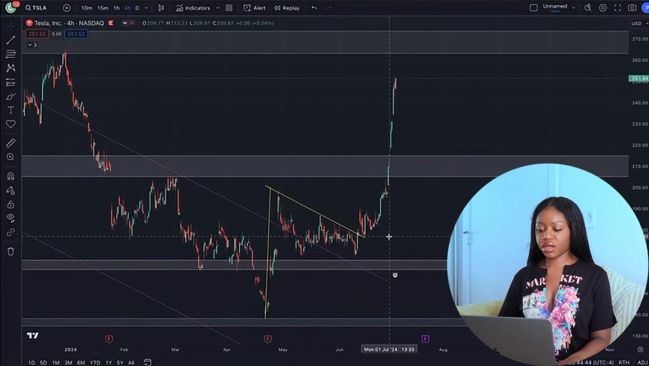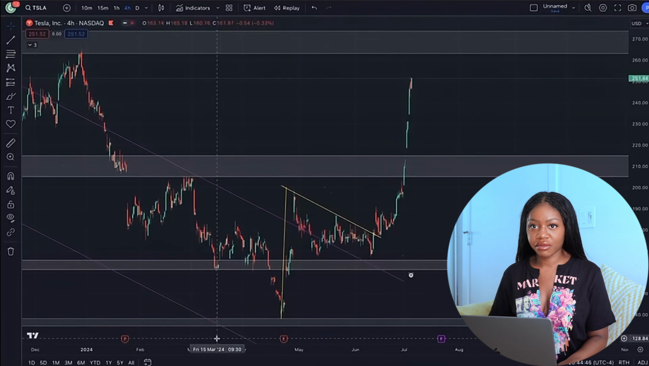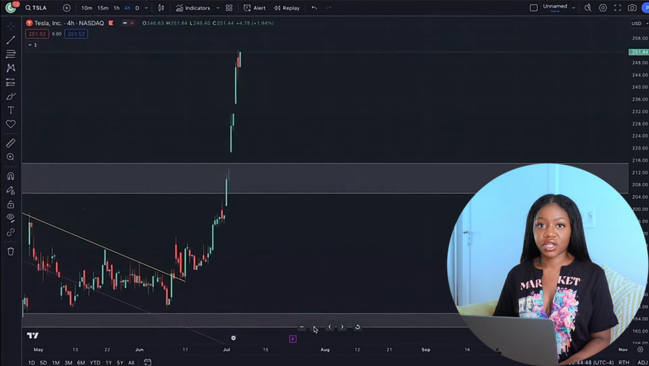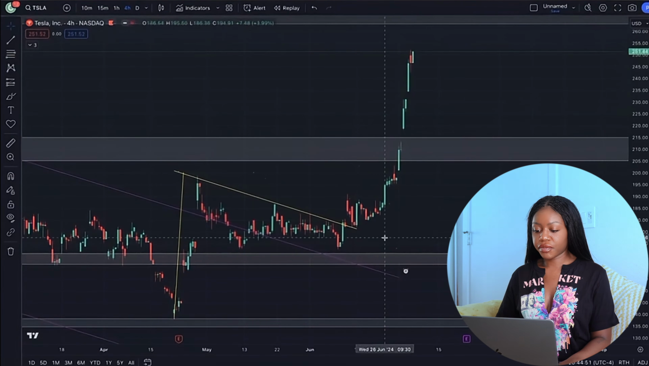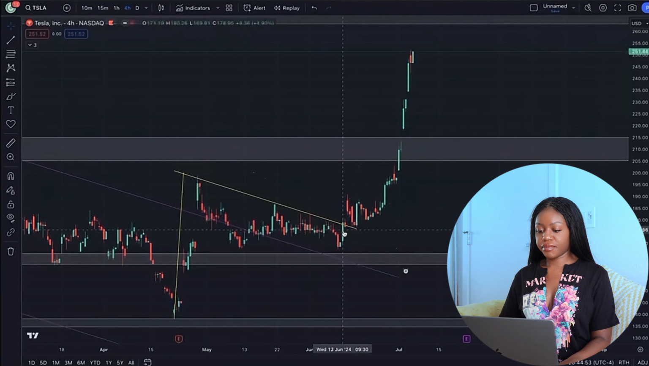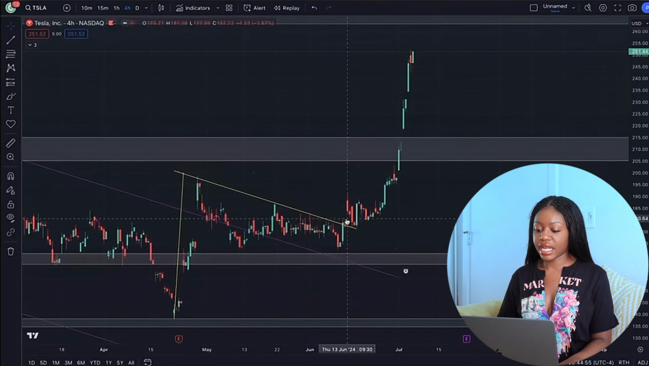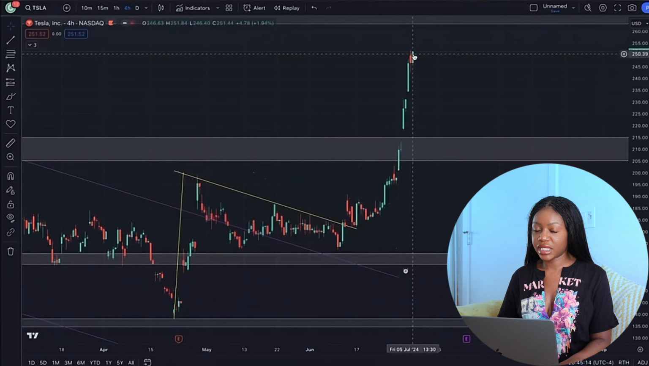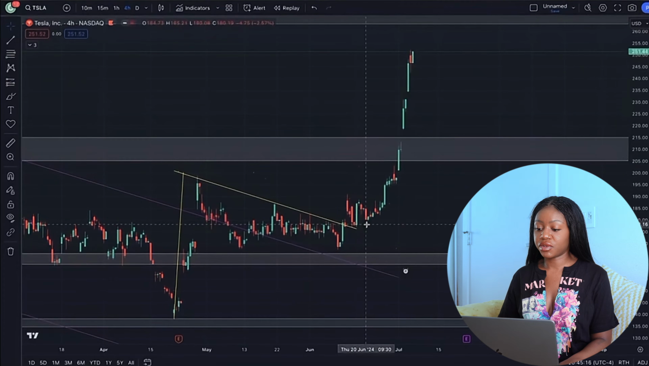We broke out of that right here, came back, retested it. I love a break and retest. Break and retest, one of my favorite ways to confirm a bullish pattern. So it came out, retested it, and then we started to break out. And as you can see, we have moved $75 on Tesla in the last 2 weeks. This is not a drill. This was the real deal.